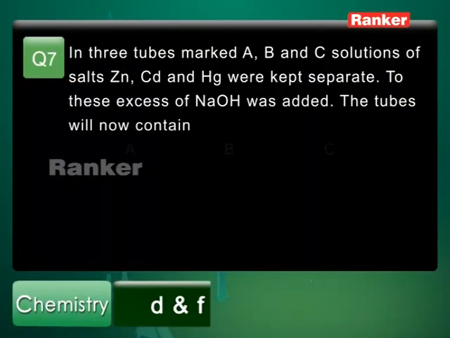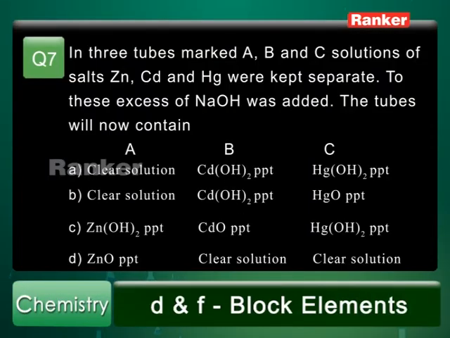Coming to the seventh question: in three tubes marked A, B, C, solutions of salts of zinc, cadmium and mercury were kept separately. To these, excess of NaOH was added. The tubes will now contain.